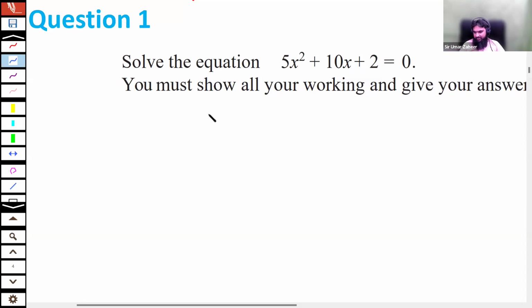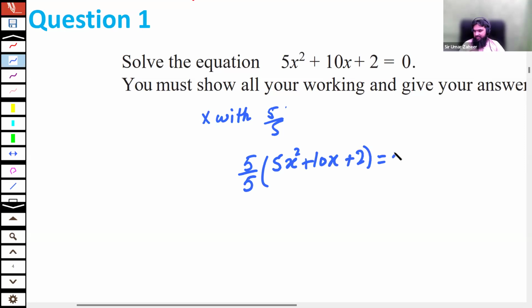In other words, you have to multiply by 5 and divide by 5, because I just want to remove it. I'm just doing it this way. It is easier for me to divide both sides by 5, so it is cancelled out, simply divided by 5. So directly I get x squared plus 2x plus 2 over 5 is equal to 0.